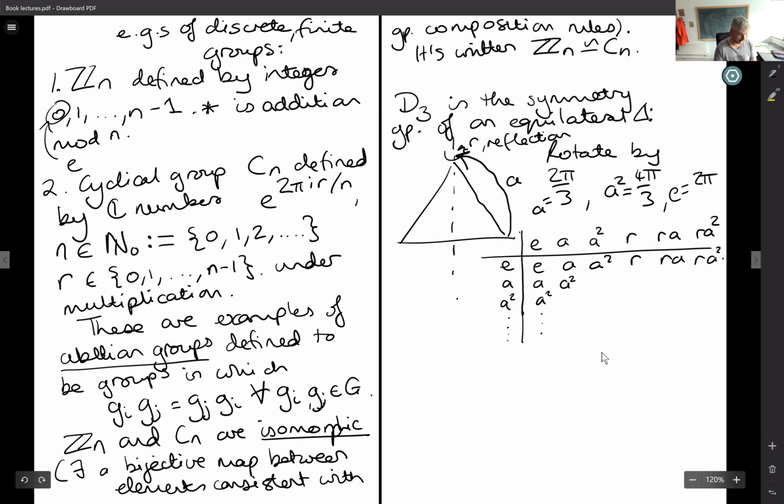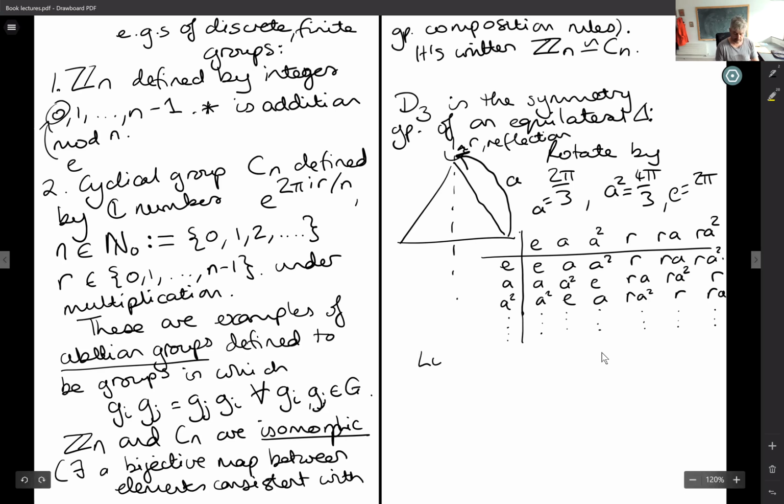And we have A squared, E, RA squared, and R. A squared, E, A squared, R, and RA. So you can calculate the rest of this for yourself. And there's an exercise here, which is in the book, which just says, okay, try and do this for a square. So it's the dihedral group D4. Change the different symmetry operations that you would do in the case of a square, and write down the group composition table.